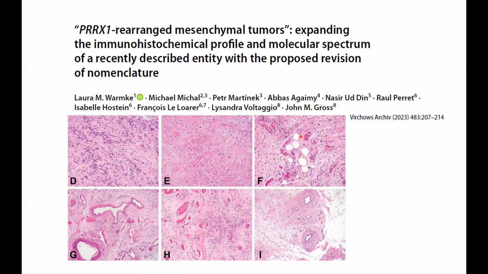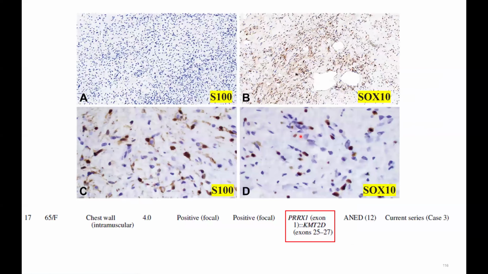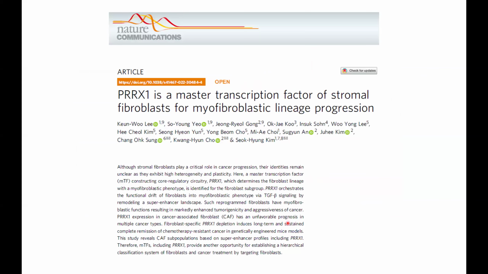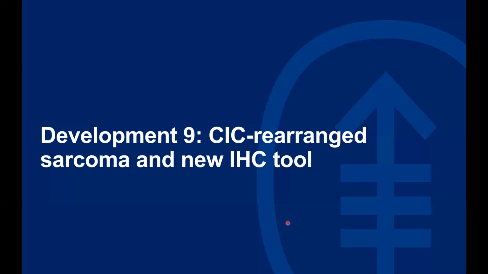And there are a few reports out there that some of the cases may actually show some focal, not diffuse, S100 or SOX10 positivity, so it can actually be confused with a neurogenic tumor. They're not, and they're never diffusely and strongly positive. And actually, some of them can show pigmentation. So you have to be aware of that. And it's not a surprise that you have a fibroblastic tumor with a PRRX1 gene, because this is the master transcription factor in the transition from fibroblast to a myofibroblastic phenotype.